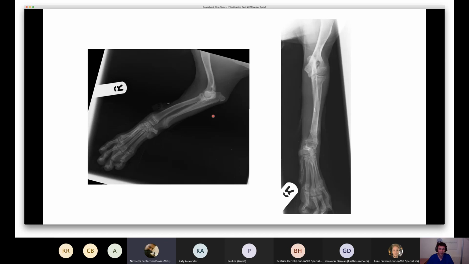Yeah. No, I absolutely agree. I think you're right. It does look like there could be a little fissure there. So Nicoletta is concerned that there might be an unattached anconeal process in this right elbow, and I think that's justified. I think that's another reason to potentially put this dog through the CT.